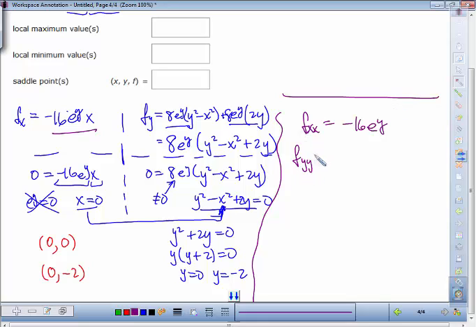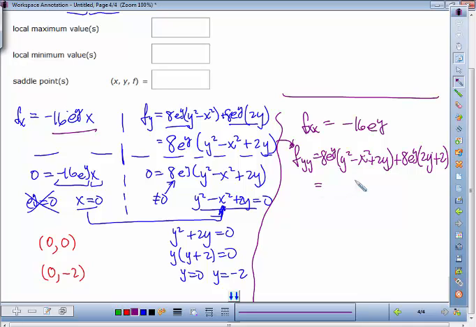fyy. I would probably want to take the second one over here that's slightly more simplified and take the derivative of that. So the derivative of this will be product rule. Derivative of the first times the second plus the first times the derivative of the second, 2y plus 2.